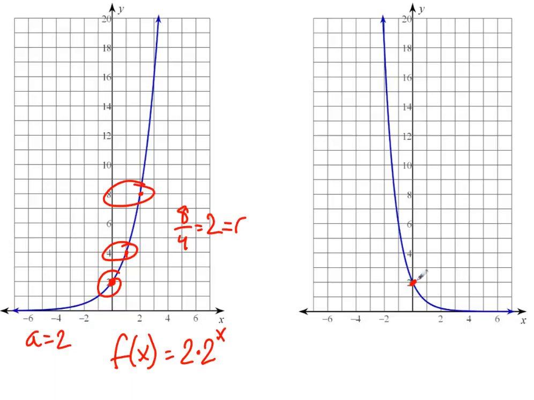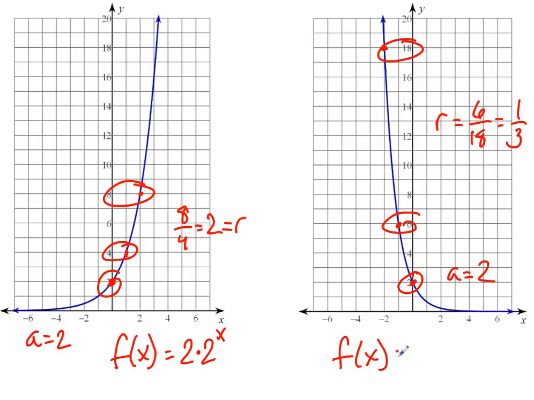In the next graph, the y-intercept is 2, which is my a. So an a of 2. Find some other points. Negative 1 hits 6. Negative 2 hits 18. 6 divided by 18 is equal to 1/3. So f of x is equal to 2 times 1/3 to the x power.